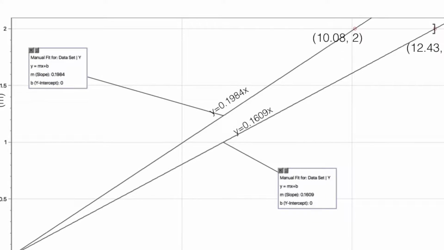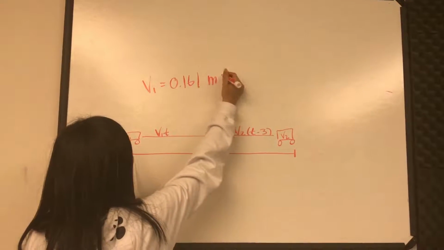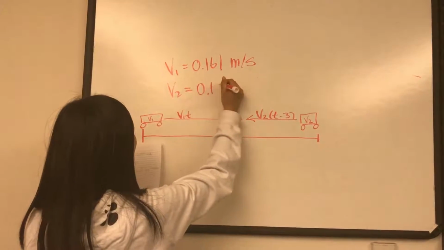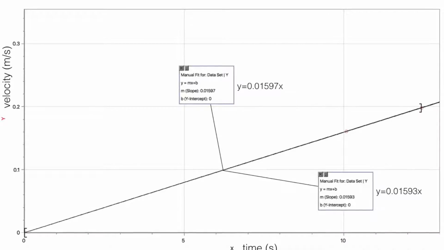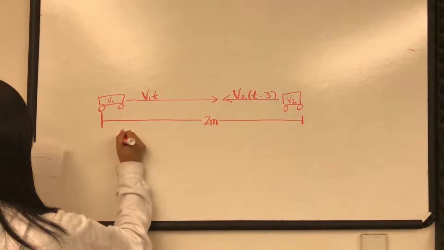We found the velocity of the first car was 0.161 meters per second, and the velocity of the second car was 0.198 meters per second. We made a prediction of where they would meet in the middle using these velocities.